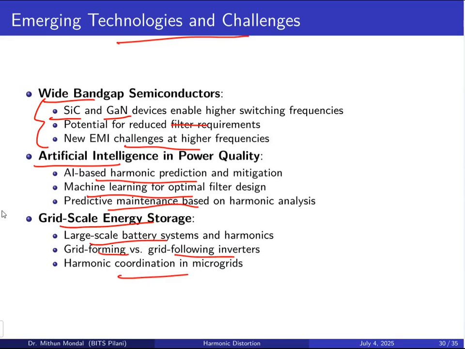So the research that generally takes place in the harmonic distortion analysis, its measurement, as well as the new microgrids which are coming, advanced technologies which are coming. So yes, artificial intelligence is playing a very important role, and use of the advanced semiconductor devices also plays a good role.